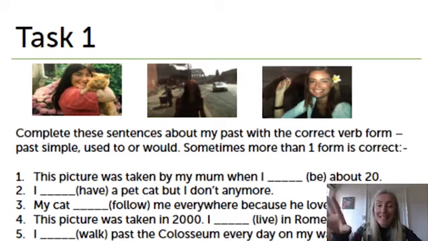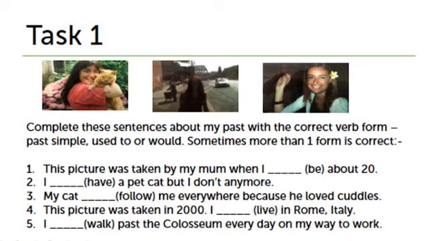Now this is a test of your knowledge. If you don't know, that's fine. Wait for the language focus stage and then come back to this. We'll do the first one together. So number one, this picture was taken by my mum when I be about 20. And the correct answer there is, I was once only 20 in my life, so the picture was taken by my mum when I was about 20. Good luck with the rest.